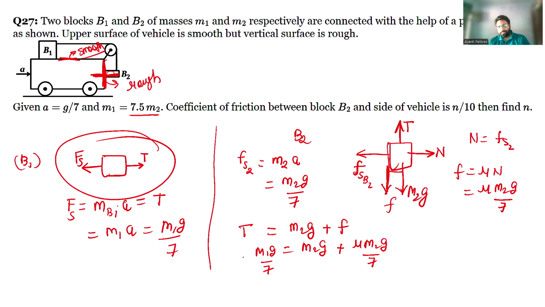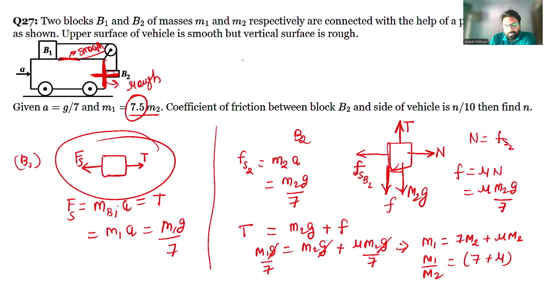Now, if you multiply this complete equation by 7 and cancel out this G, it is coming out as M1 is equals to 7 M2 plus mu M2. Okay. Now M2 you can take common. So M1 by M2 is equals to 7 plus mu. M1 by M2 is 7.5.